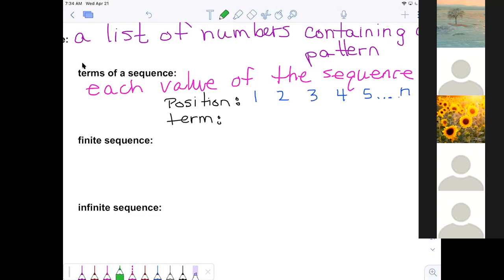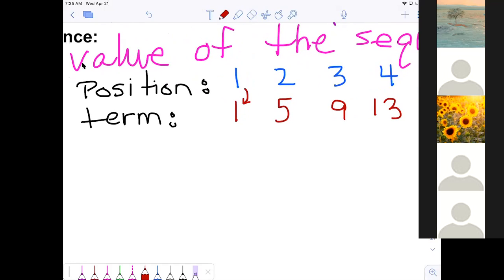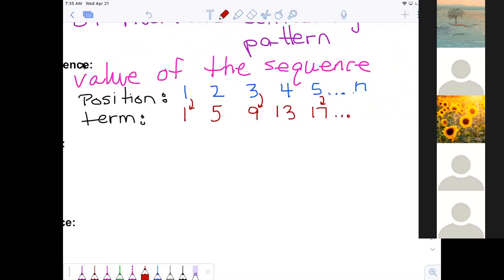And then using the numbers from above, we had a 1, and then a 5, and then a 9. And then that would go on and on and on to my last position. But the first term would be 1. The third term or position is 9. The fifth term is 17. So if I said find the fifth term, find the 8th term, you would know that you have to find the 8th number in the sequence.